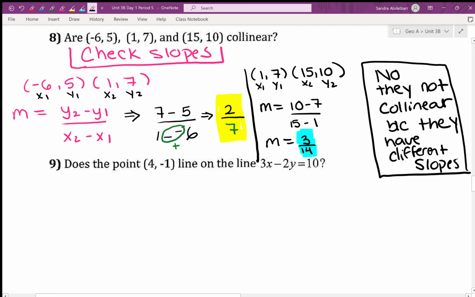Now let's say, for fun and games, that this did end up being 2 over 7. Would that have been enough to say all the points are collinear? No, I still would have had to check what else. So I did -6, 5, and 1, 7. Then I did 1, 7, and 15, 10. What would have been the last thing I had to check? Ollie: -6, 5, and 15, 10. You got it. But the minute we get one that's not the same, we could just stop and say, nope, they're not collinear. We're done.